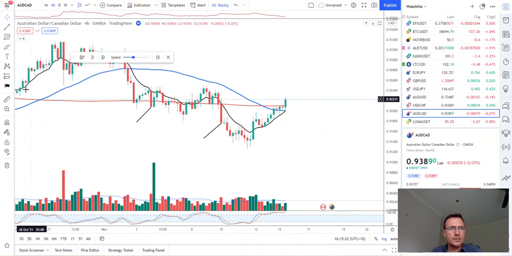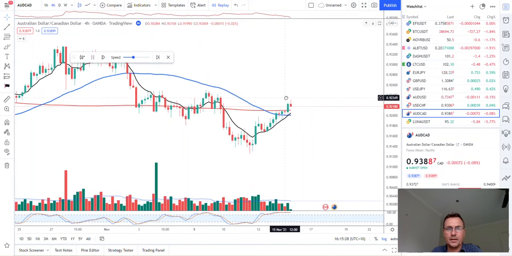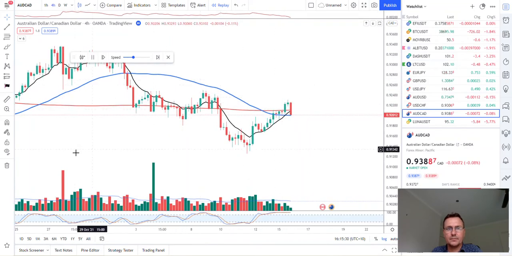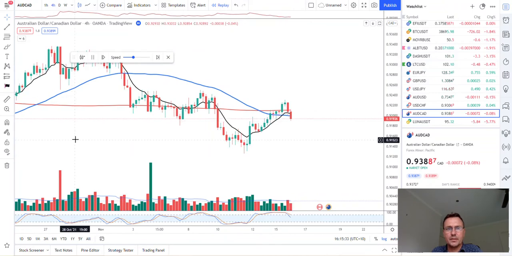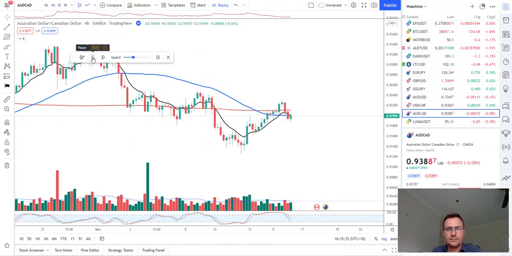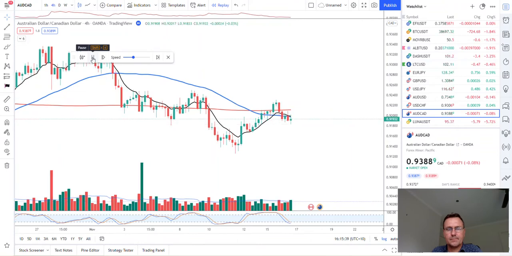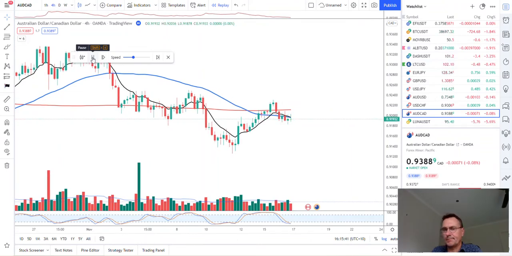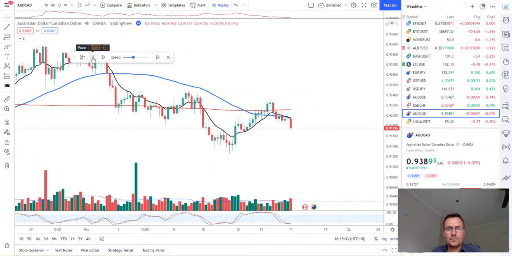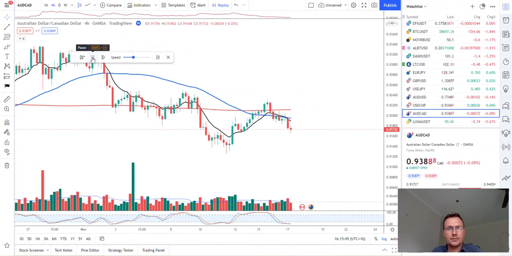Right, I'm going to have to cancel these 2 here and then start again. So this here would be my entry. There you go, there's my cat. Rejection at the 200, south again. Oh, look at that, there's your entry.